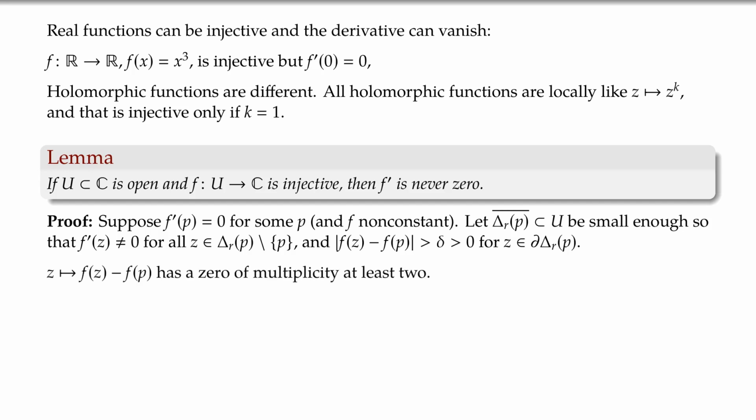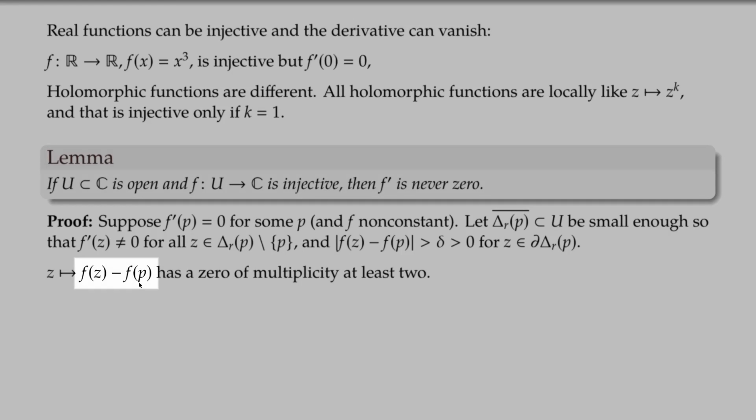And now this function f of z minus f of p has a zero of at least multiplicity 2. Why is it at least of multiplicity 2? Well, that's because this function is 0 at p, right? Also, its derivative, which is the same as the derivative of f, actually, because f of p is constant, right? So the derivative is 0 at p.